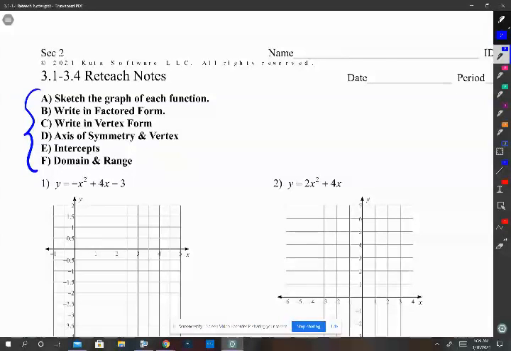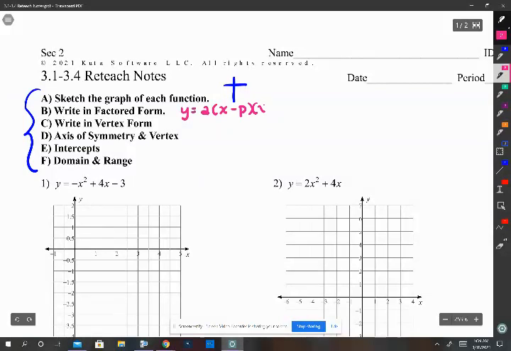When I ask you to sketch the graph, that means I want exact points that you're going to put in your calculator. In this case, I want a T-chart written down on your paper. If I'm writing it in factored form, then I want it to look like y equals a times (x minus your x-intercept) and (x minus your other x-intercept) if there are 2. If I want vertex form, then it's y equals a times (x minus h) squared plus k.